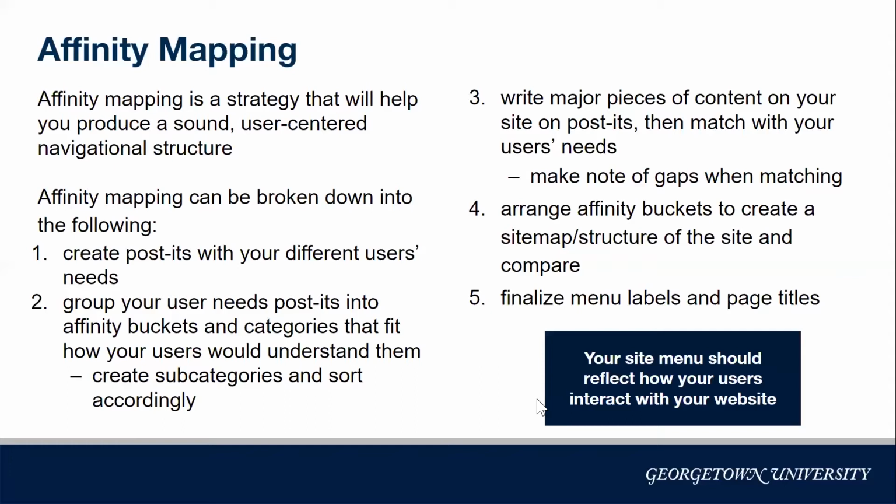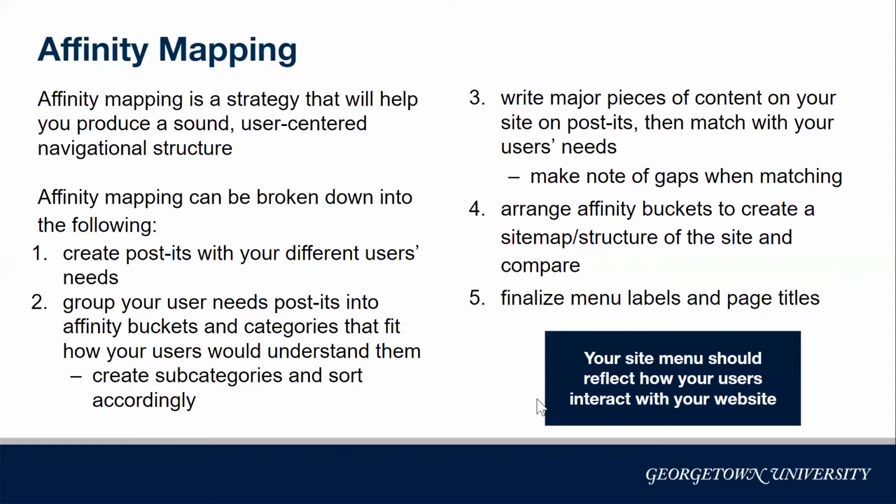Once you've written down all of your user needs on the Post-it notes, you'll then want to begin to sort them into affinity buckets, which are going to be groups of similar content. You can do this on whatever surface you're working on, like your wall. Make sure you're sorting your users' needs into affinity buckets in a way that fits how your users would understand them. If you find that you have one category that is particularly large, feel free to create subcategories as well and sort your users' needs accordingly.